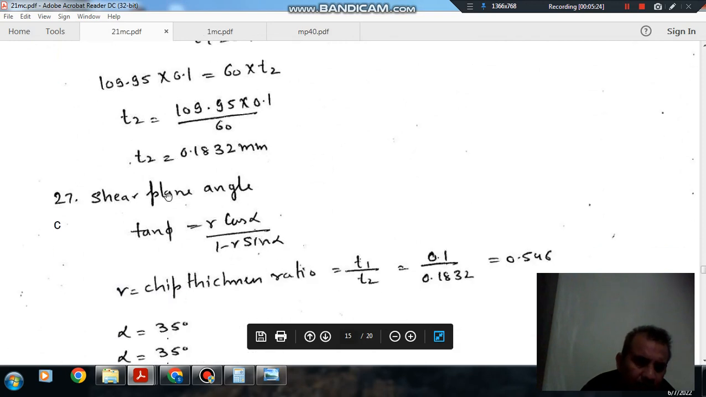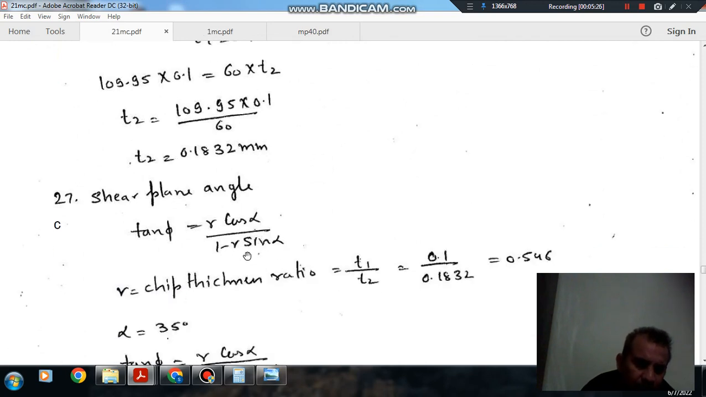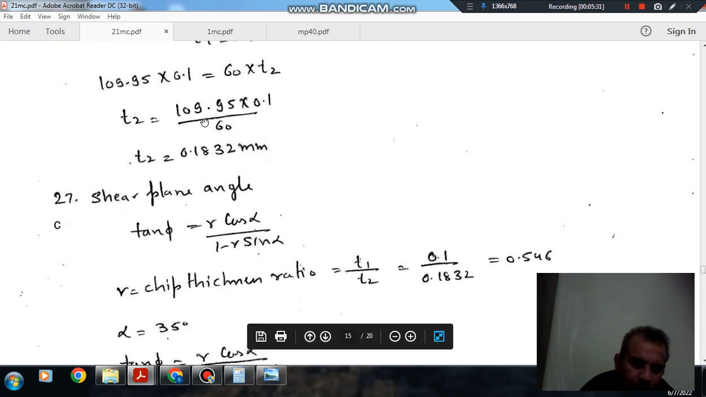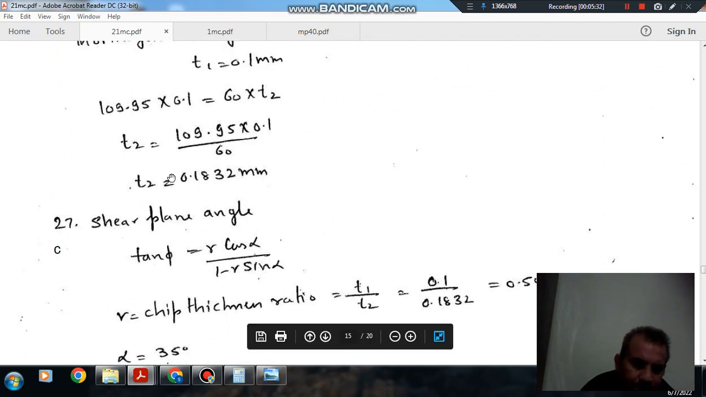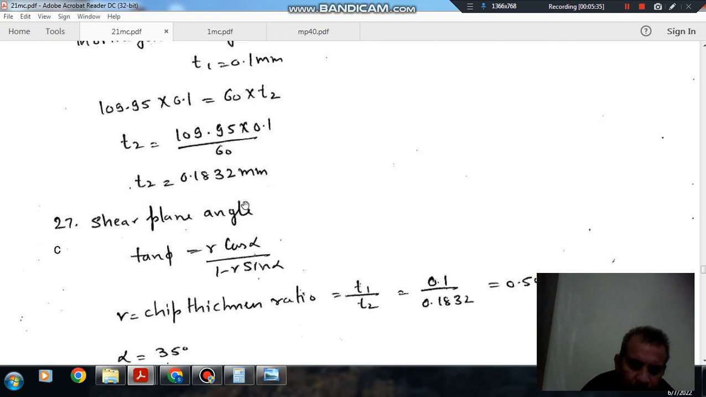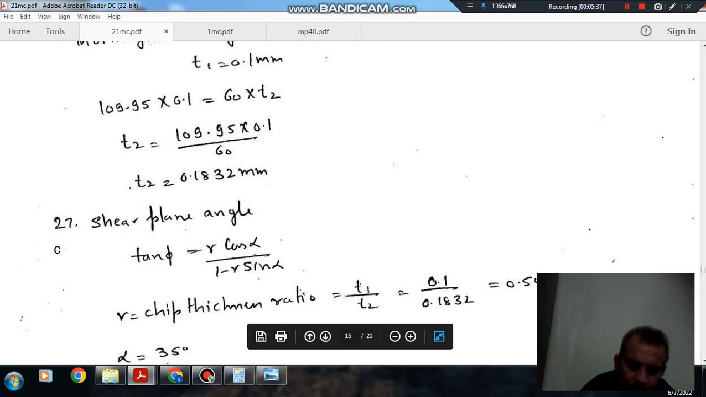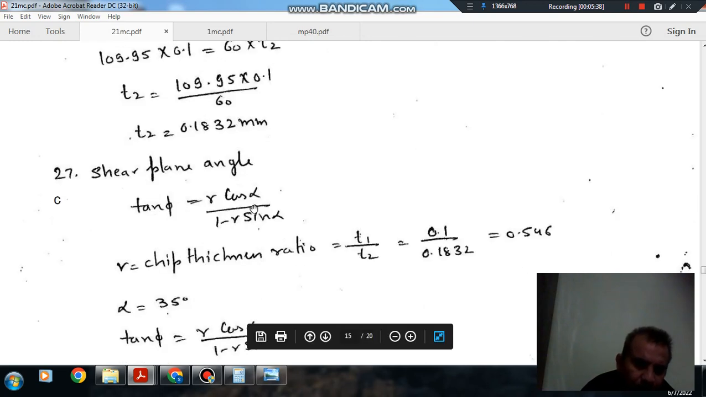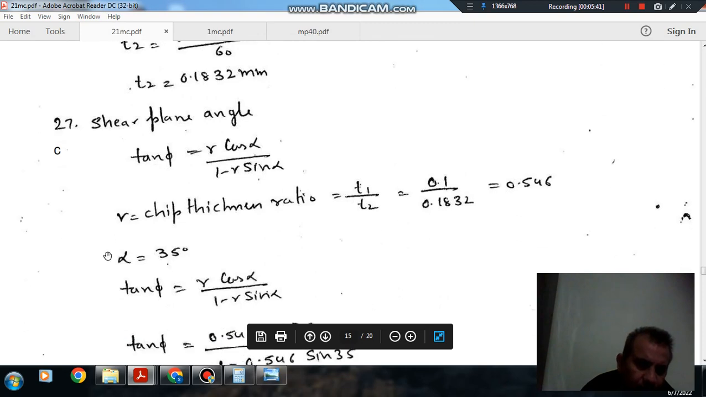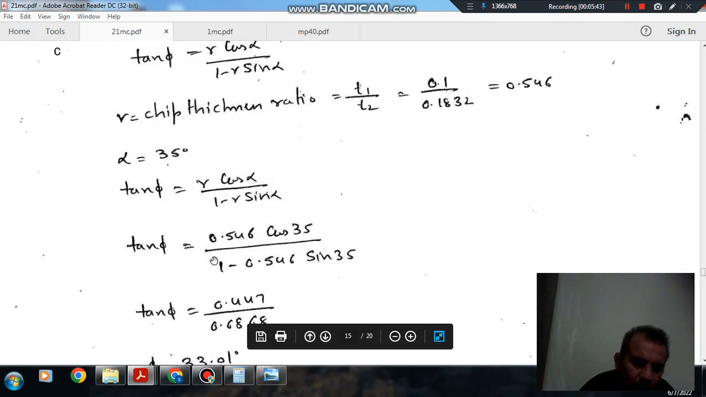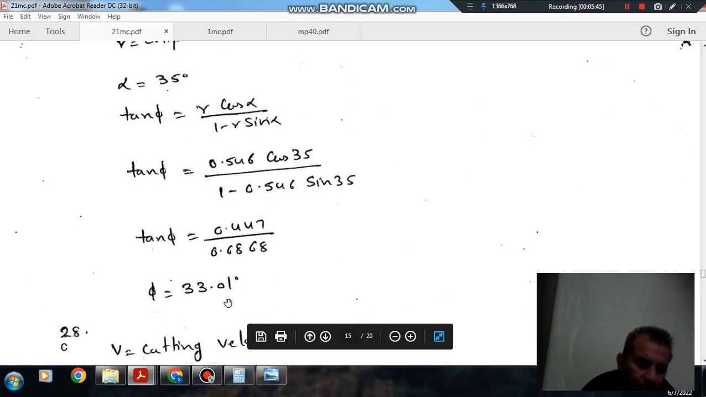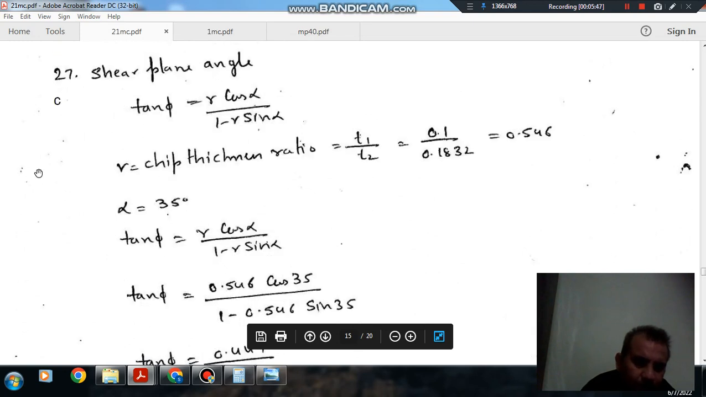Now the shear plane angle: tan phi is r cos alpha divided by 1 minus r sin alpha. r is T1 by T2, where T1 is 0.1 and T2 is 0.1832, so the chip thickness ratio is 0.546, and alpha is 35 degrees. Putting that value, we can find out the shear plane angle. That is 33.01. So the answer is option C.